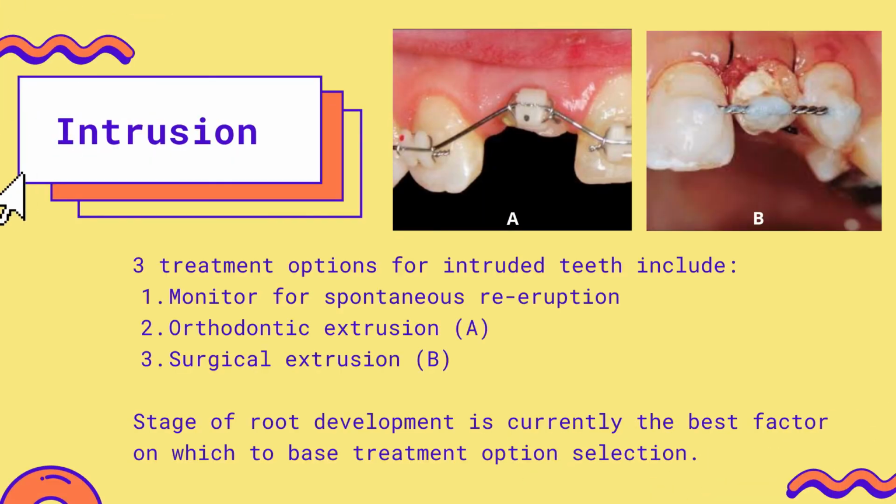Intrusion. The 3 treatment options for intruded teeth include monitor for spontaneous re-eruption, orthodontic extrusion, and surgical extrusion. Stage of root development is currently the best factor on which to base treatment option selection.